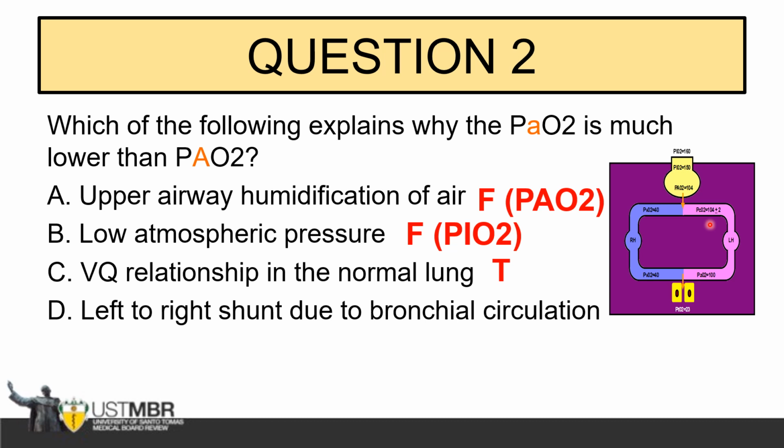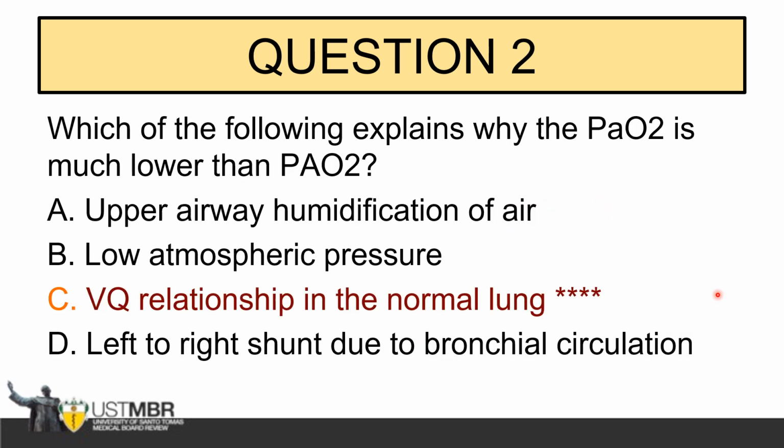Now, is the left to right shunt due to bronchial circulation responsible for the difference between the alveolar and the arterial blood? Okay, false, because it is the right to left shunt which is responsible why there's also a difference between the alveolar and the arterial oxygen tension. So the correct answer for question number 2 is the VQ relationship of the normal lung.